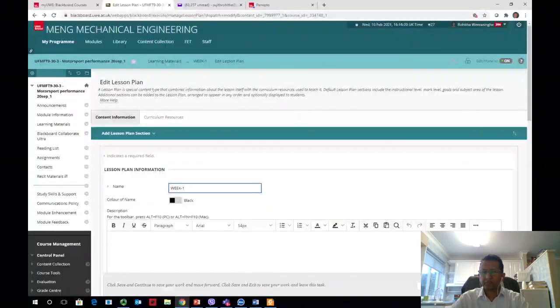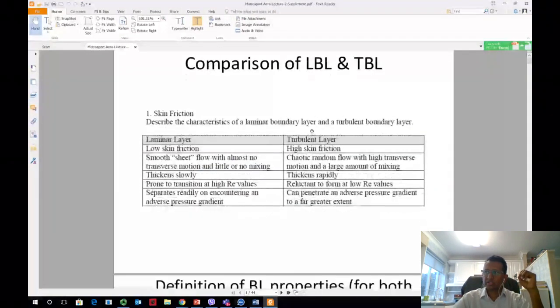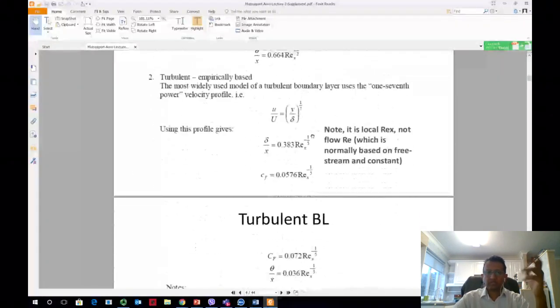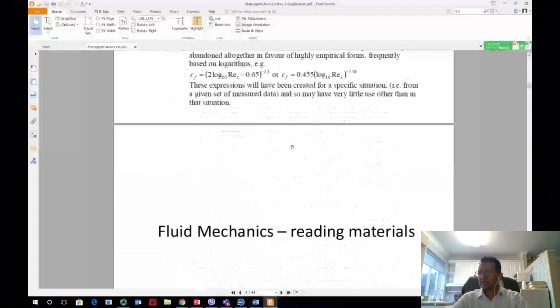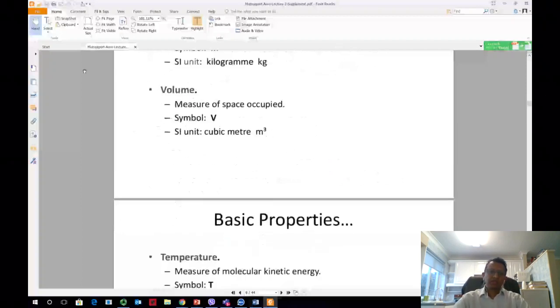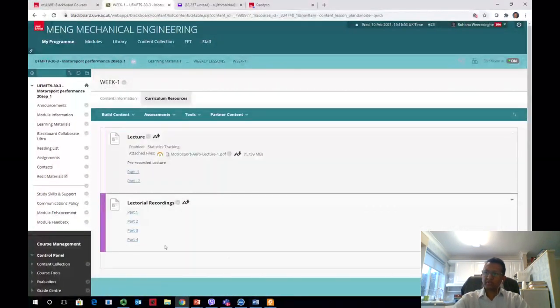One is the lecture, which I do in PowerPoint, and then there are some supplementary notes for you to understand. We will go through the notes in the classroom. You can have a look at it now after the lecture, but these parameters are needed for you to do the tutorial questions. So tutorials are also linked in here. When you go to curriculum resources, you will see that there will be a lecture, lecture recordings, and then a section for tutorials as well.